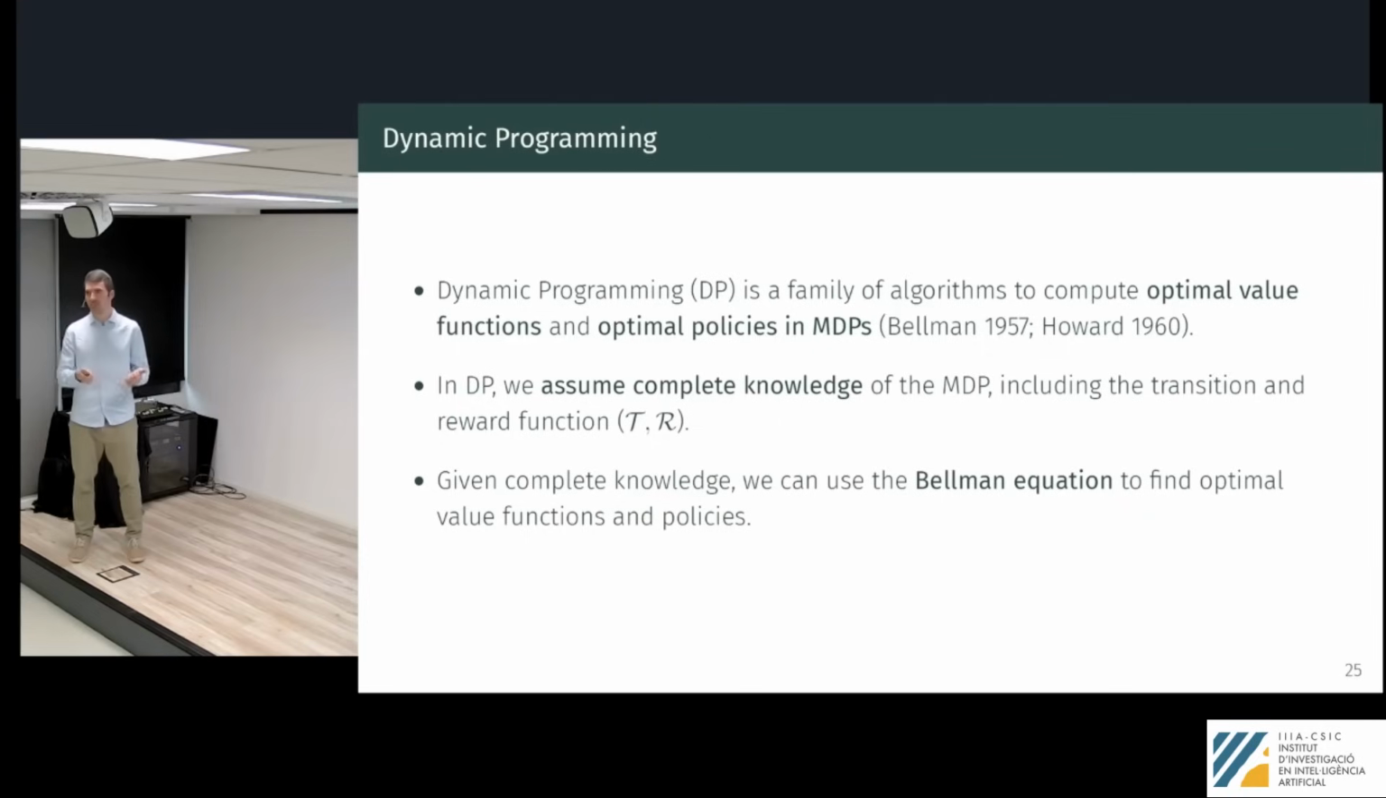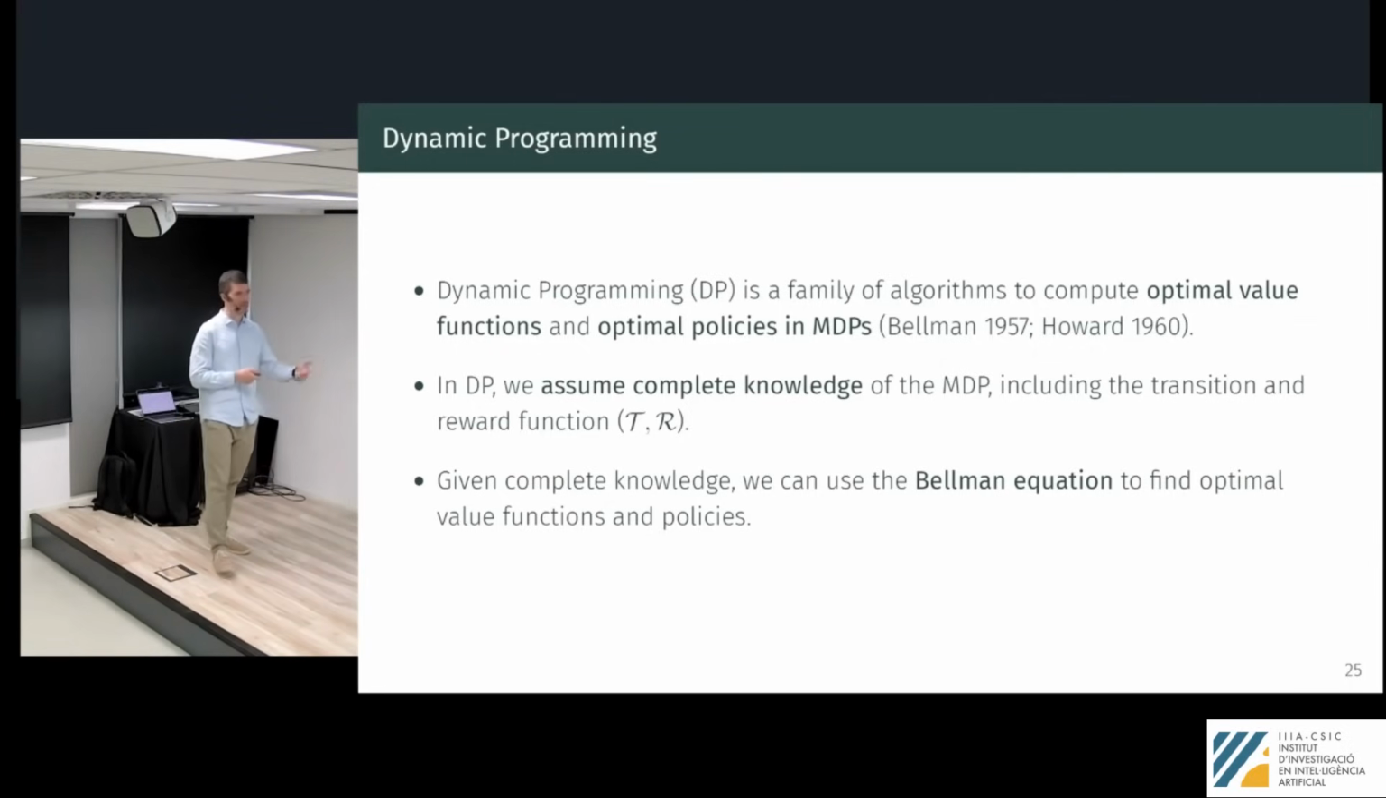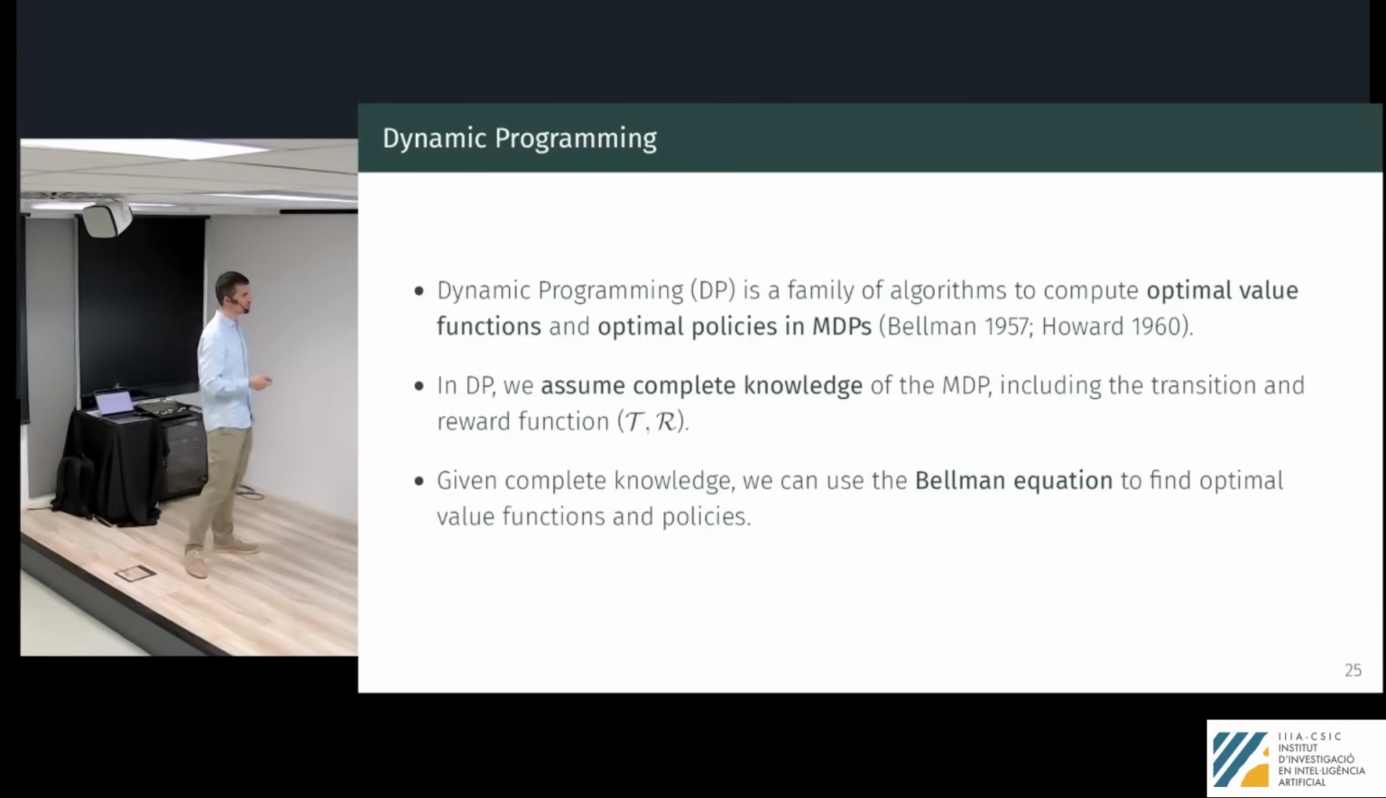And once we have V star or Q star, then you just saw that we can derive optimal policies from those optimal value functions by greedily picking actions from V or Q.